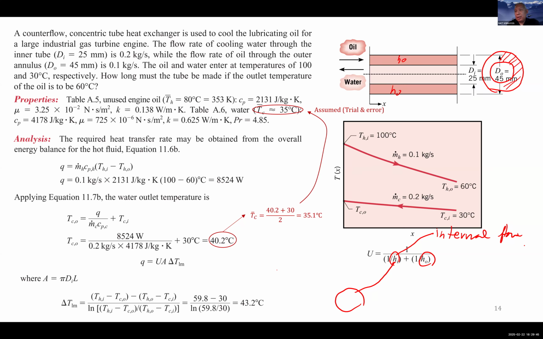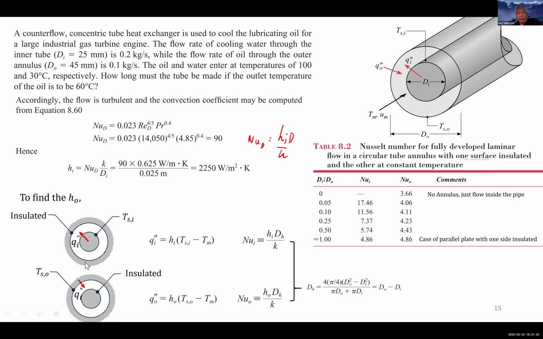Rearrange this equation, you're going to have the HI. For the HO, like I told you before, it is the internal flow, but it's not the flow inside an ordinary tube. It is the flow inside the annulus. So I introduced to you the relationship for the flow inside the annular geometry. This is the annular geometry. Look at this. This is the surface.